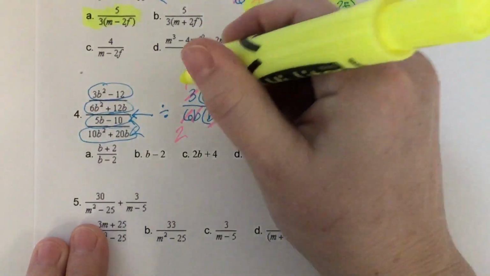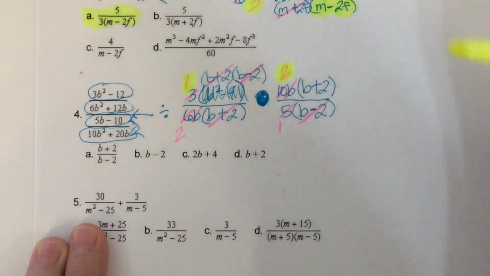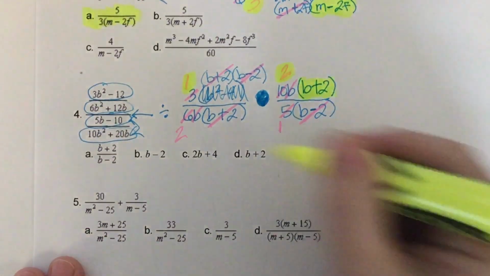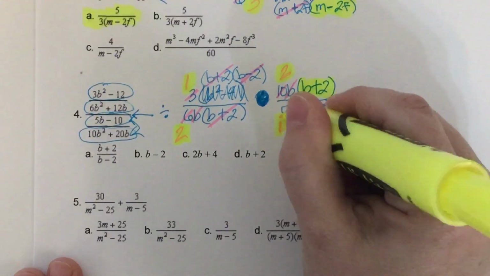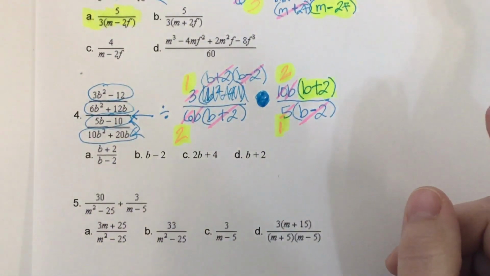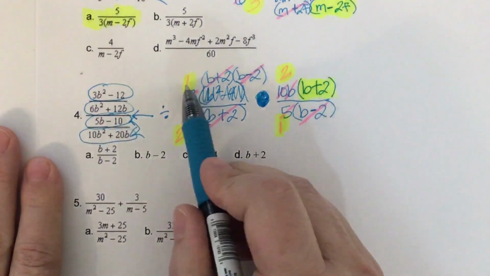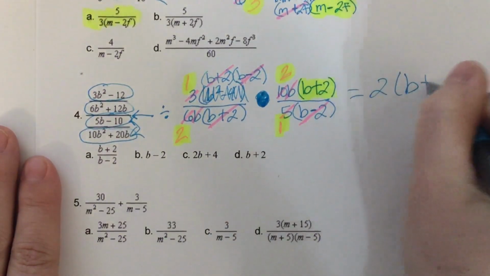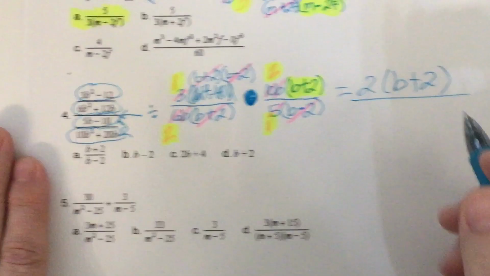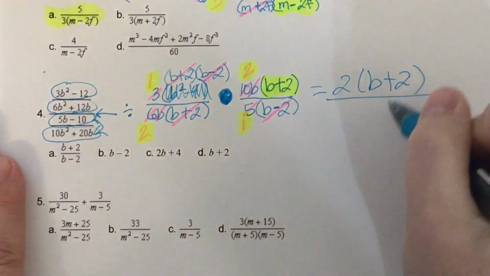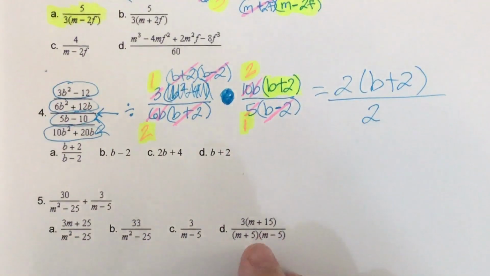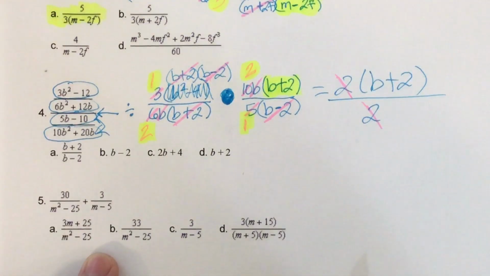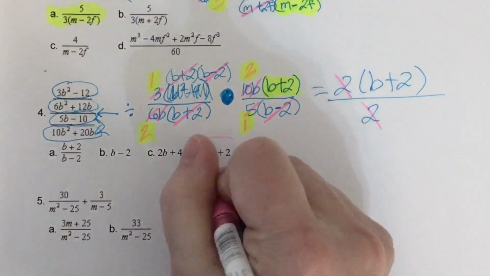Up top, I have 1 times 2, which is 2, and a b plus 2. And on bottom, I have 2 times 1, which is 2, and then those 2's can cancel out. So all I have left is b plus 2, which is answer choice D.